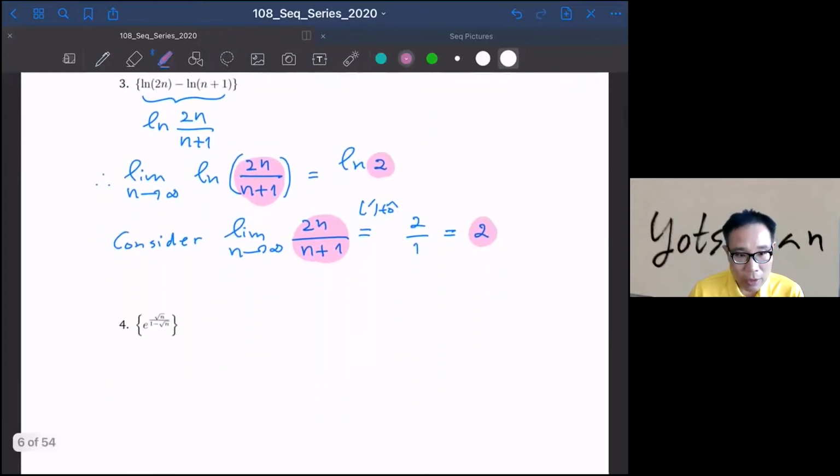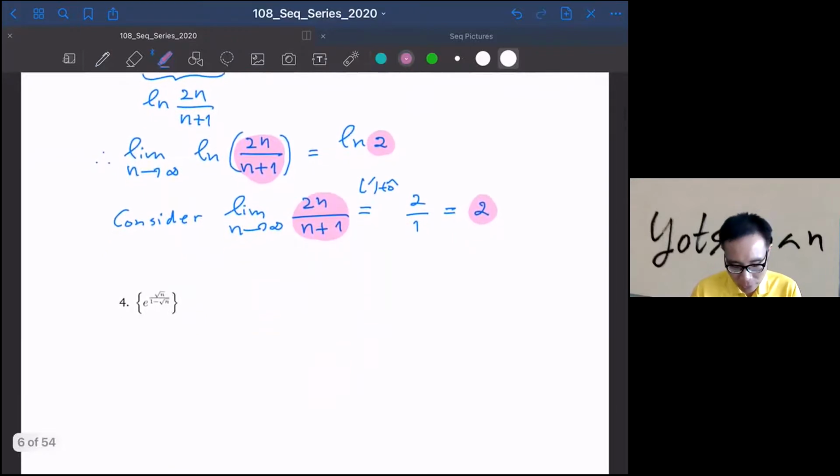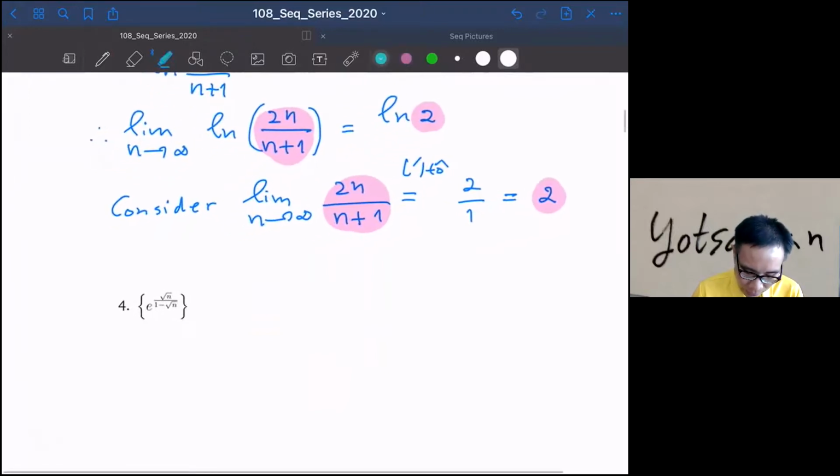For number 4, I will let you do this one by yourself first. I recommend that you compute the limit of the exponent first, the blue limit, and then the limit will be equal to e to that limit. It's not that hard to do.